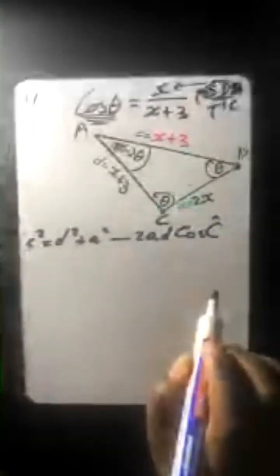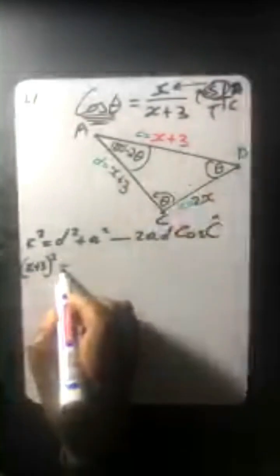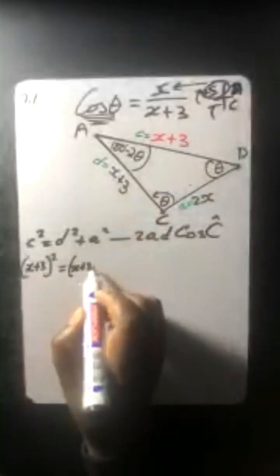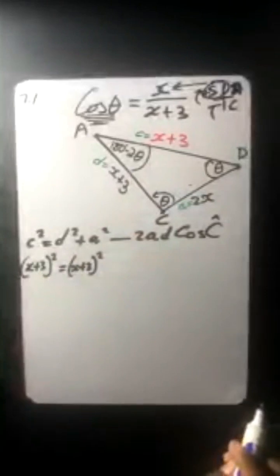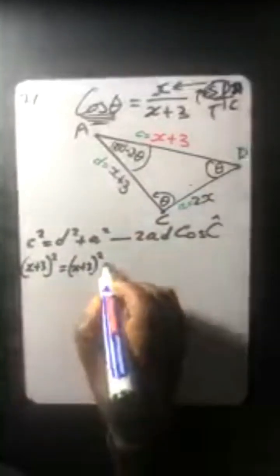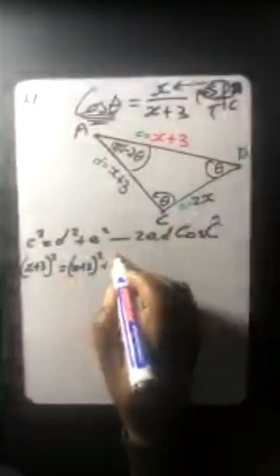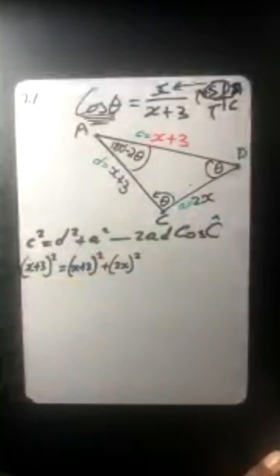So let me continue. So C, where is C? There is C. So C is actually x plus 3 equals to, what is D? There is D. Can you see? D also is x plus 3. And then now, you can say plus. What is A? Where is A? Can you see? There's A. Inside the brackets as 2x.